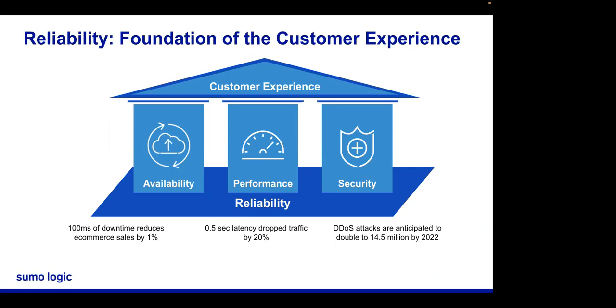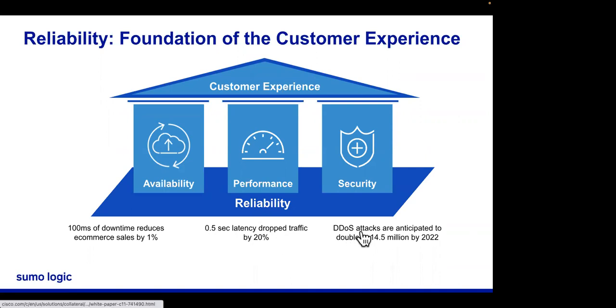Now, here's a couple of interesting nuggets for you. As far as availability, research has found that 100 milliseconds, which is 1/10 of a second of downtime, reduces e-commerce sales by 1%. 0.1 second downtime reduces your e-commerce by 1%. Pretty significant. As far as performance, if at half a second of latency, if it's a little slow, half a second can drop your traffic by 20%.